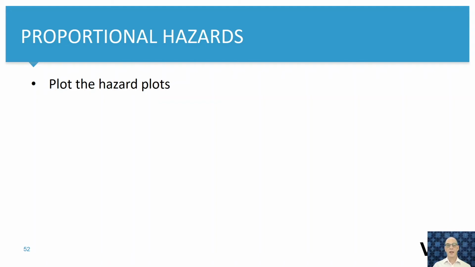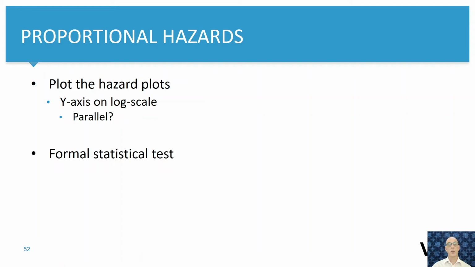Assessing this proportional hazard is very important for standard survival analysis. So the way to do that is that we can actually plot the hazards. And if we make sure that the y-axis is on a log scale, then we get not the stepwise regression, but actually we can see whether or not the two groups are having parallel lines. We can also use a formal statistical test called the proportional hazard test.